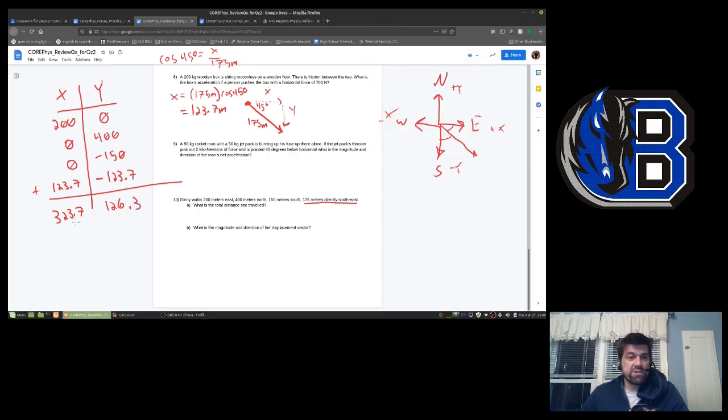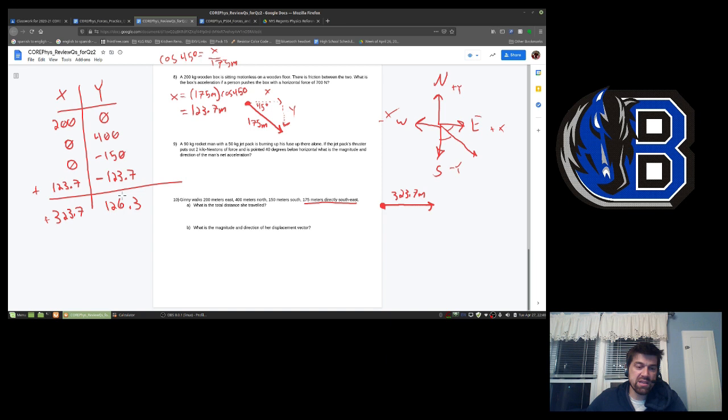Home stretch. Now I've got the components of my answer. Whatever Ginny's final displacement is, she went all over the place, but at the end of the day, she ended up 323.7 meters east of where she started, because it's positive, and I said positive meant east.